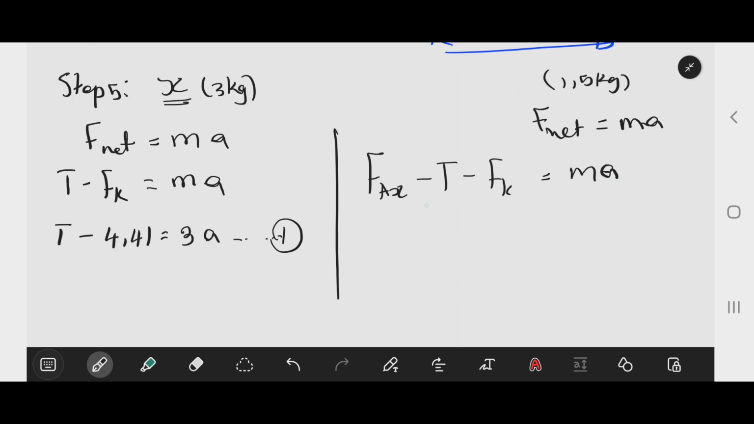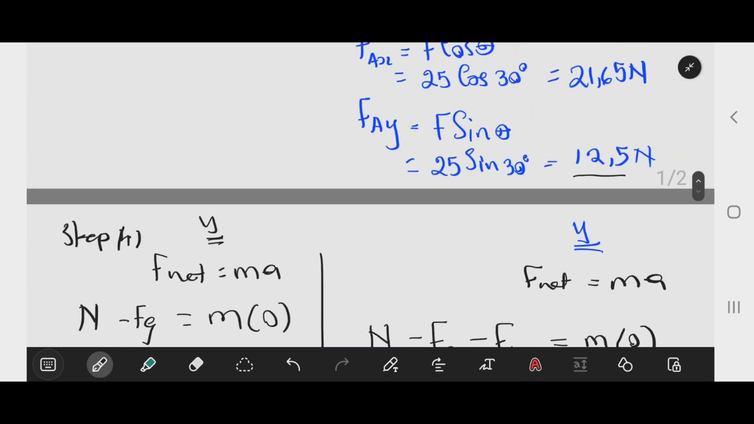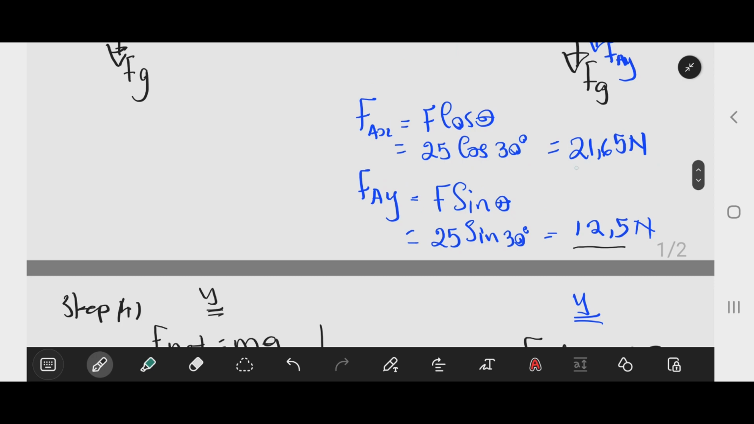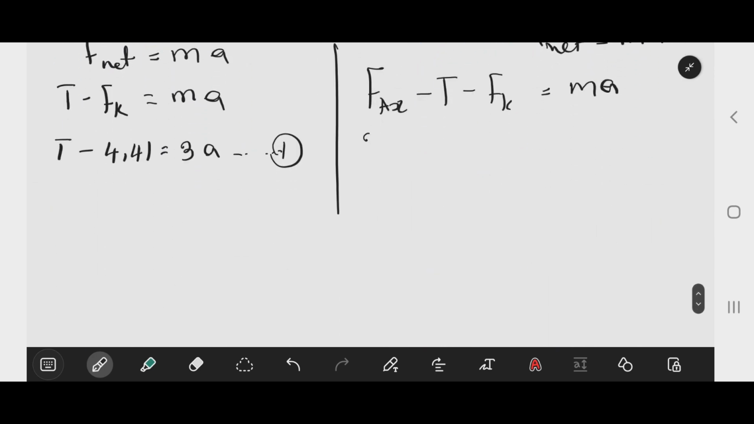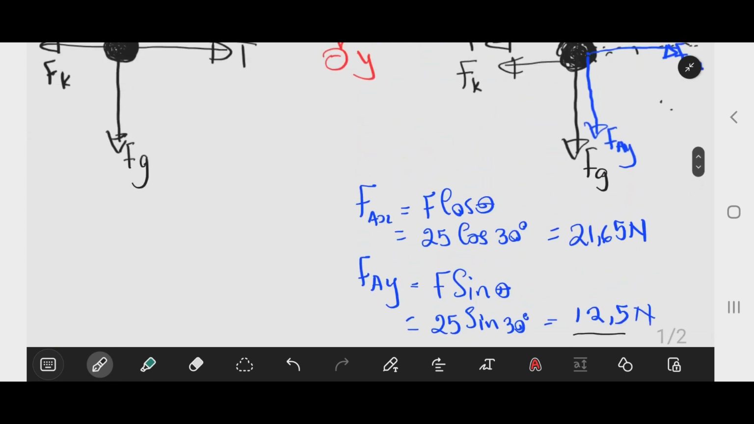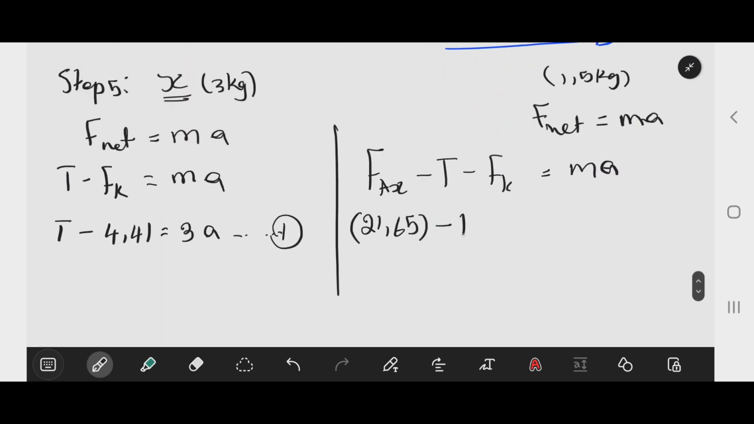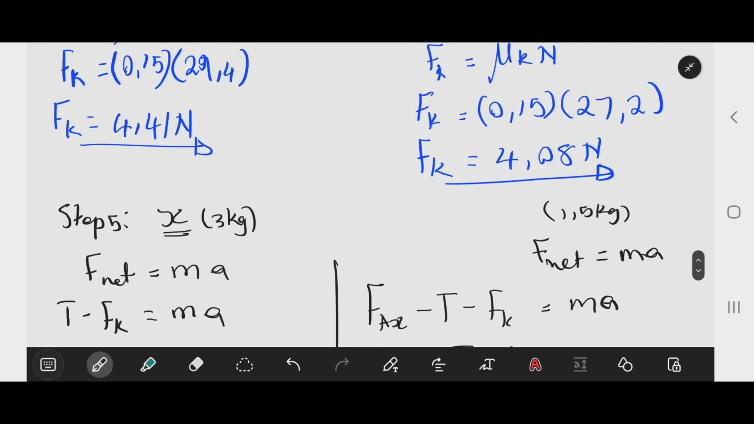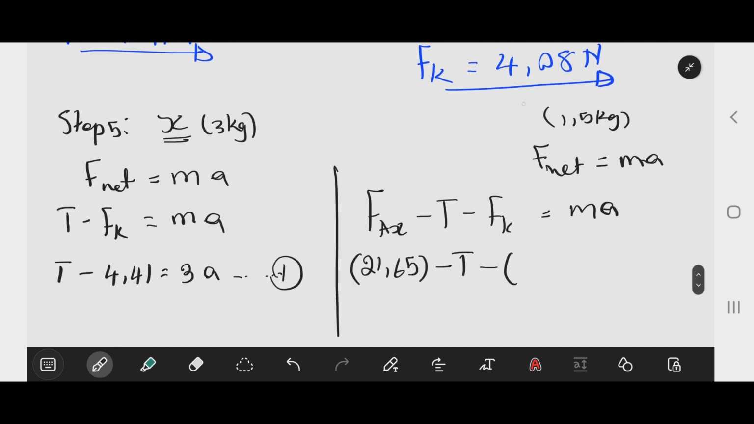So remember, Fax you have calculated in step number 3, where you were resolving the applied force, which is 21.65. So you substitute 21.65 for Fax. Then we have tension, which we haven't calculated, and we have friction. Friction we obtained in step number 4, whereby we were calculating the F net in the y direction, which is 4.08.